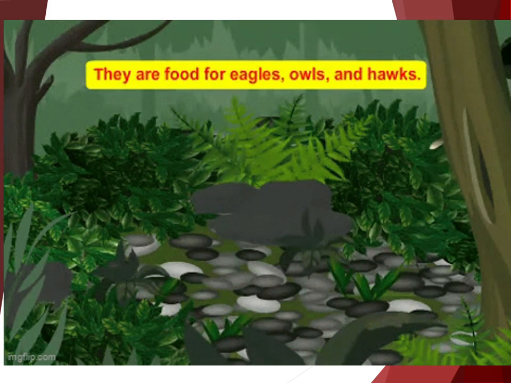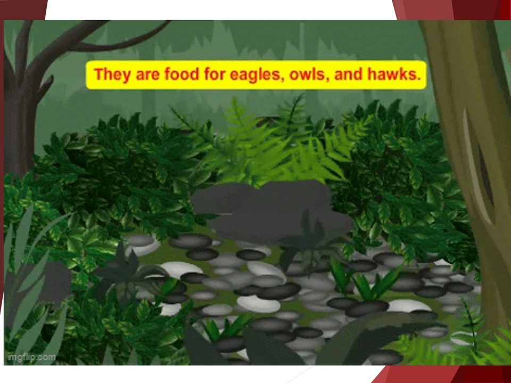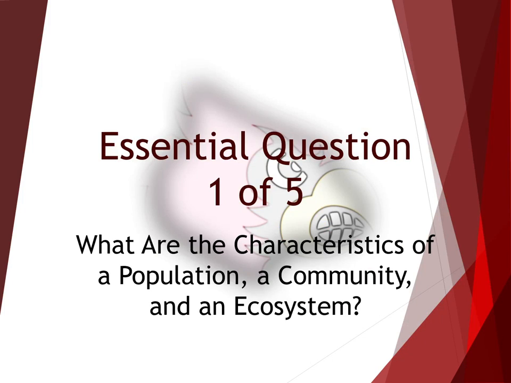We are learning about new species every day, and we are just figuring out the roles that they play in the natural world. By studying and maintaining biodiversity, we help keep our planet healthy. At this point, you should be able to construct a full and complete response to today's essential question. What are the characteristics of a population, a community, and an ecosystem?